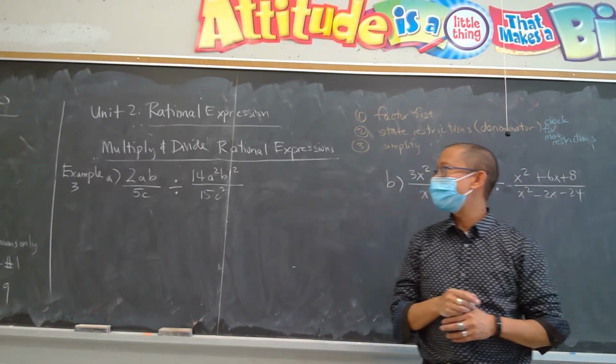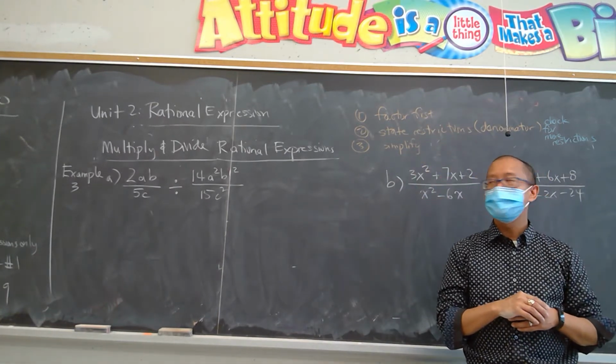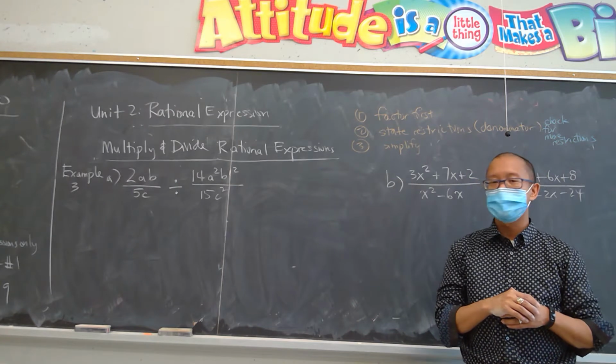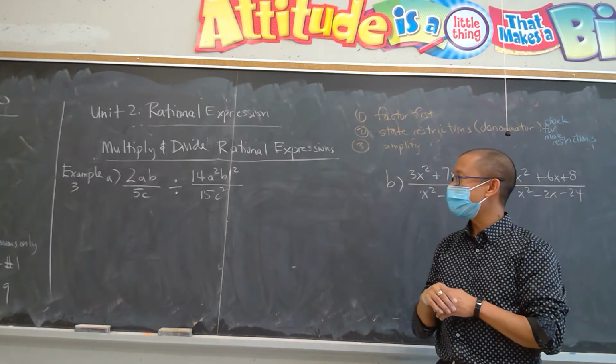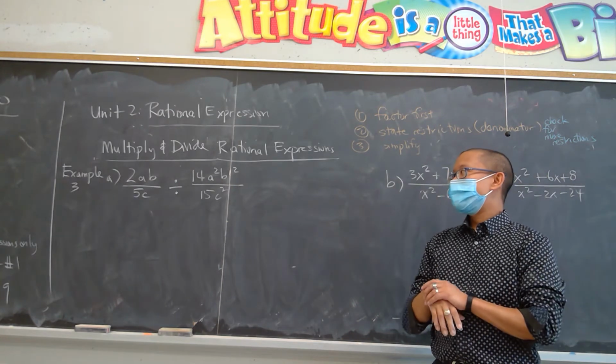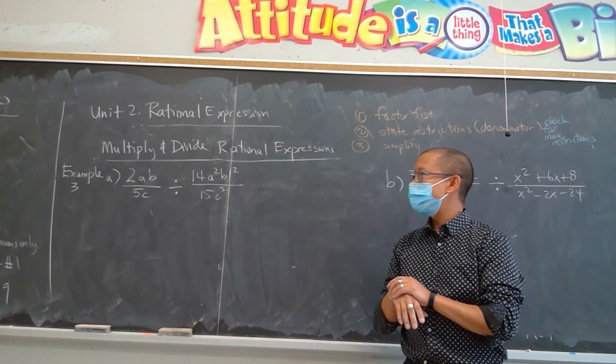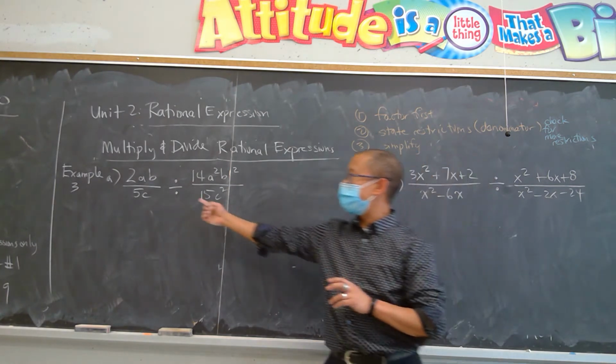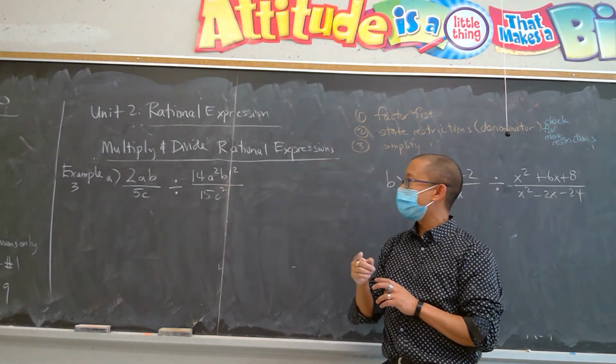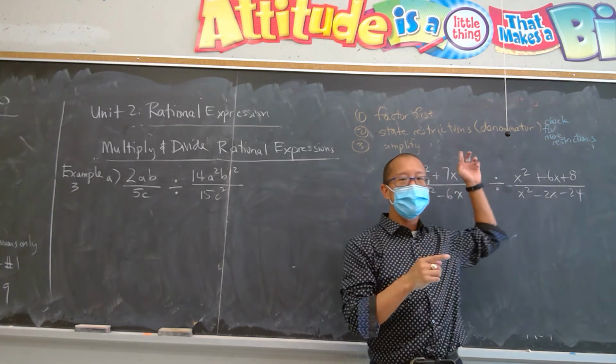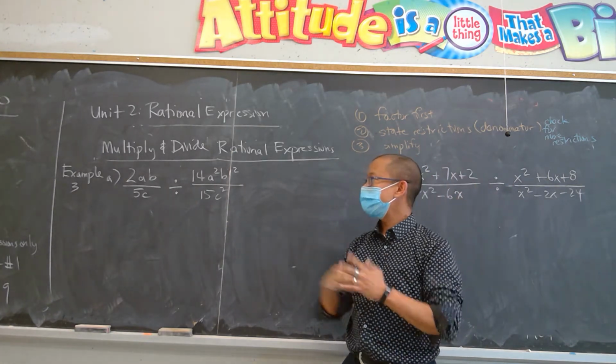And welcome back to our second part of our lesson on dividing rational expressions. We're looking at example 3, 3a and 3b respectively. For example 3a, we have 2ab over 5c divided by 14a squared b squared over 15c squared. And we're following the same rules of factoring.